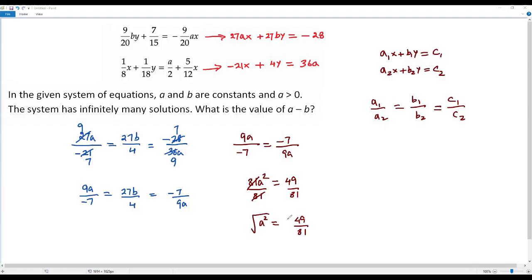For that, I am taking square root on both sides of the equation. Here the square root and square will cancel out. Usually when we take square root on both sides of an equation, one of the square roots will cancel out, and for the other square root we have to consider positive or negative sign.